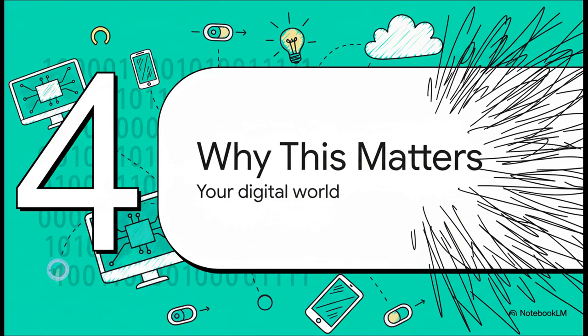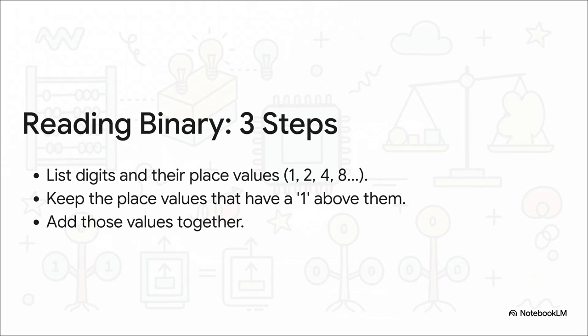Okay, so you can read binary now, which is cool, right? But you might be wondering, why does this actually matter? Well, it matters because this incredibly simple system of on and off, of ones and zeros, is literally the foundation of our entire digital world. So let's boil it all down to a super simple 3-step guide. Step 1, list out your place values, 1, 2, 4, 8, and so on. Step 2, only keep the place values that have a 1 sitting on top of them. And step 3, add those keepers together. That's it. That's the whole game.